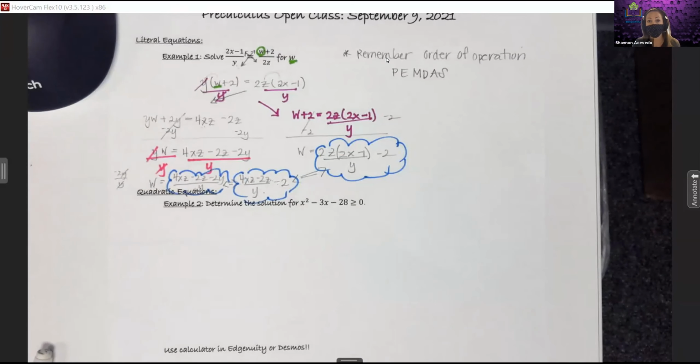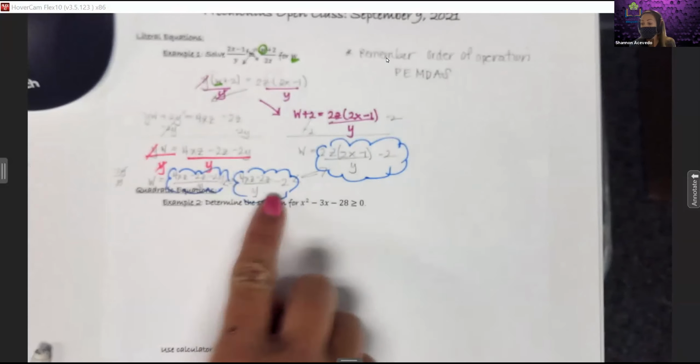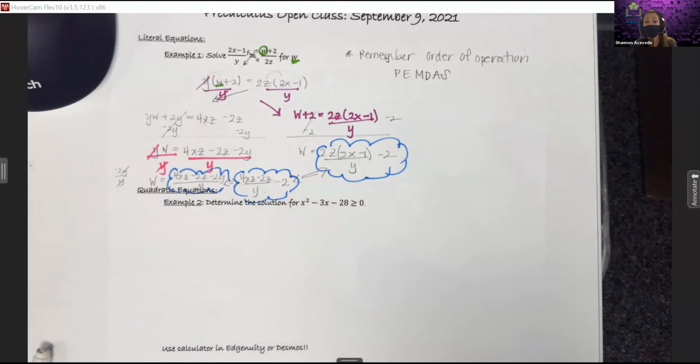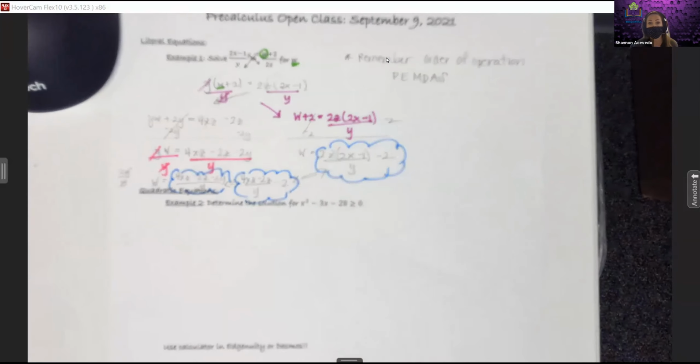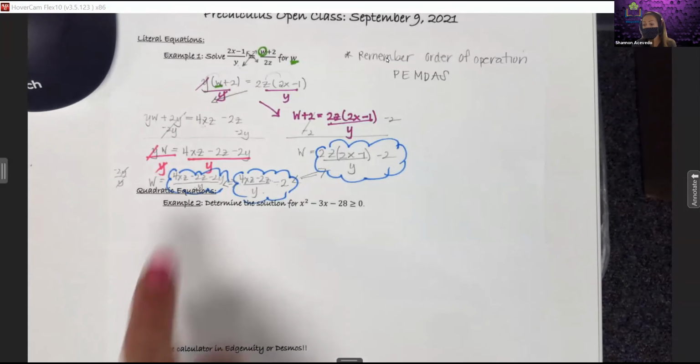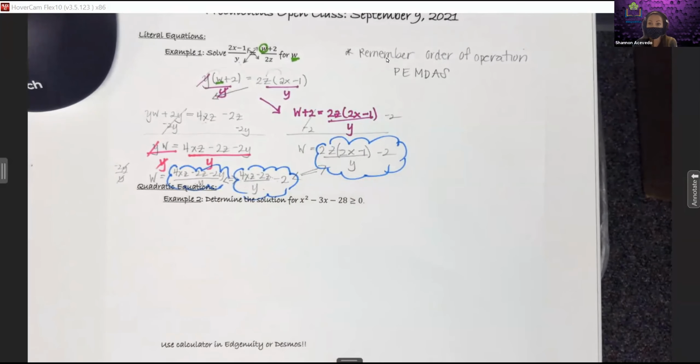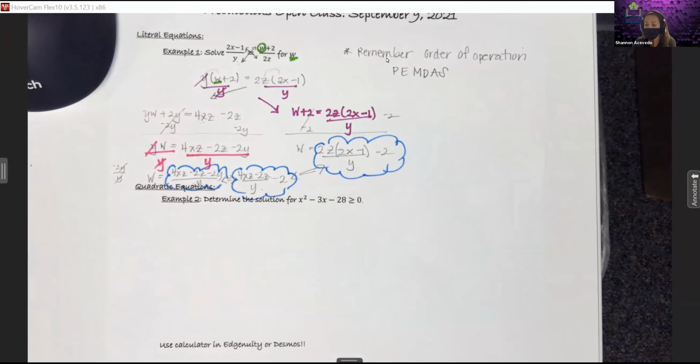All right. So that was an example of a literal equation. Sometimes we're given, hey, which ones of these are equivalent? So you might have to distribute things to simplify and work it out that way. But again, all of these are equivalent answers. It's just a matter of how you're given your answer.